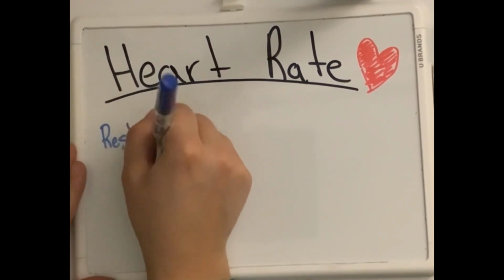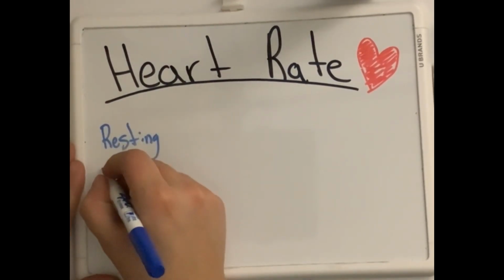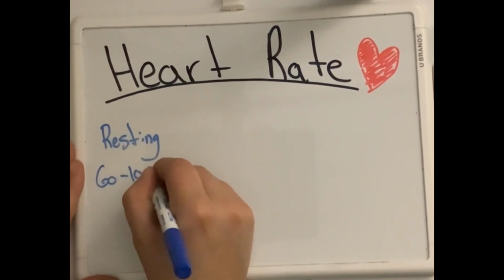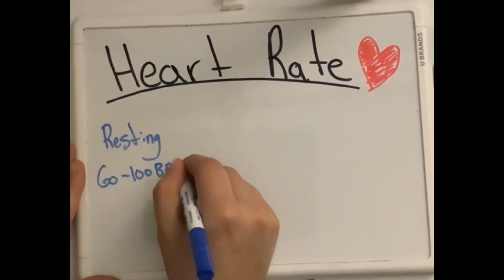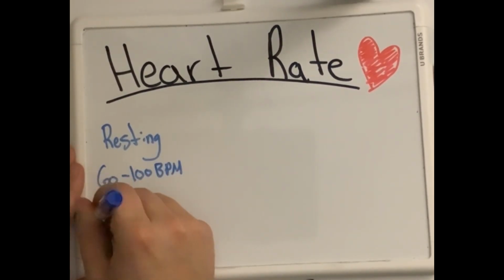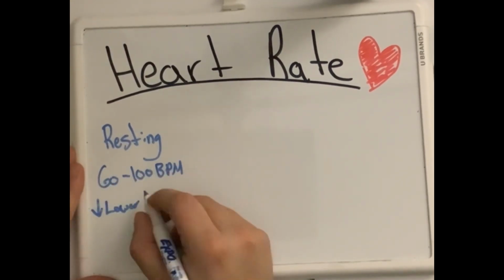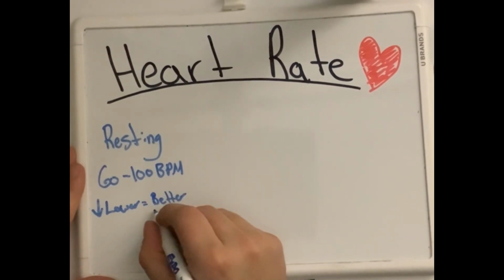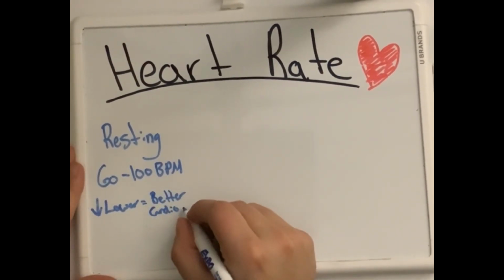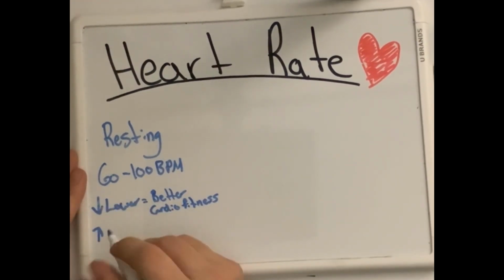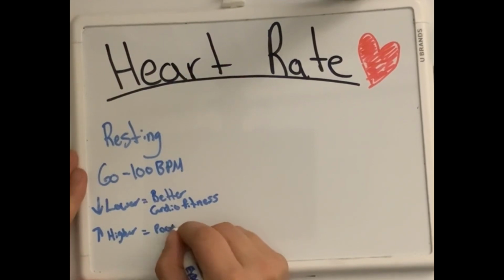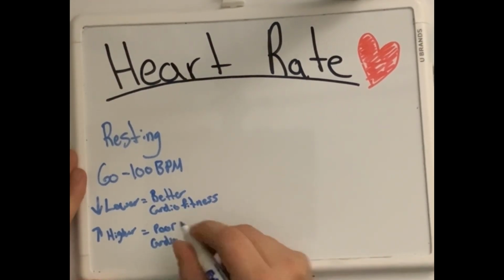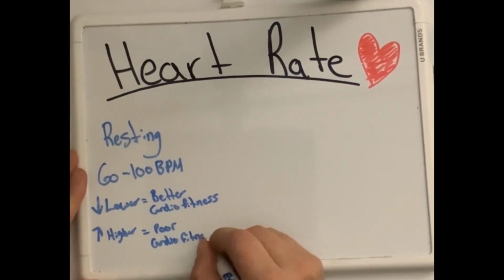So we talked about our resting heart rate. That is 100 to 60 beats per minute. That is the heart rate taken when you're sitting or in a resting state. If you have a lower resting heart rate, that means you have better cardio fitness or cardiovascular health. A higher resting heart rate means that there could be other health complications, or you have lower or poor cardiovascular health.